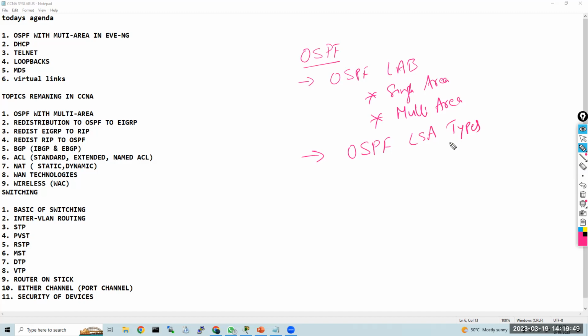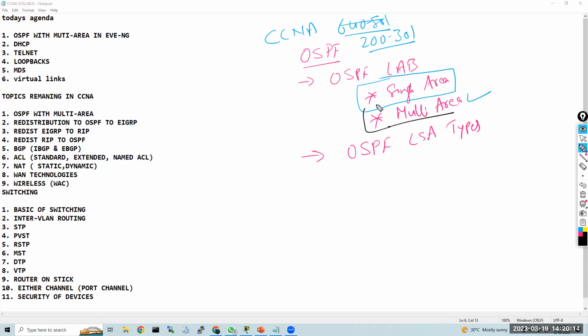This is as per Cisco, they have changed it. When I learned, there was only single area OSPF configuration. In your CCNA, when I studied, the exam code was 640-801. Now the exam code changed to 200-301, and they added multi-area. So you people are very lucky. You are learning OSPF multi-area as well.